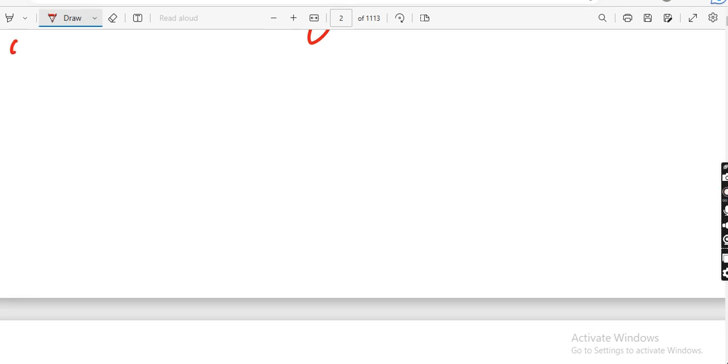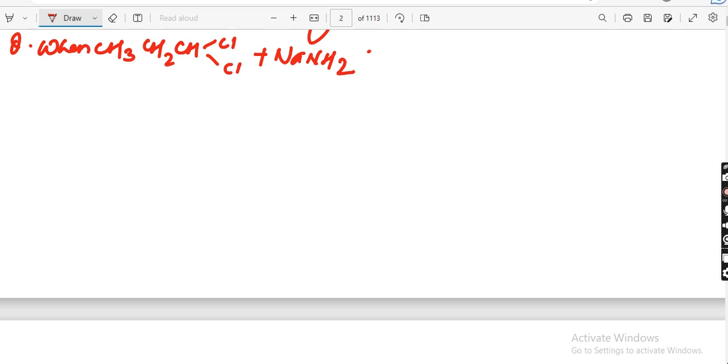So next question, let us go with the next question. You have to remember this: when CH3CH2CHCl2 is reacted with NaNH2, this will produce an alkyne, that is CH3C≡CH, after removal of these two chlorines from here. That is your propyne, okay.